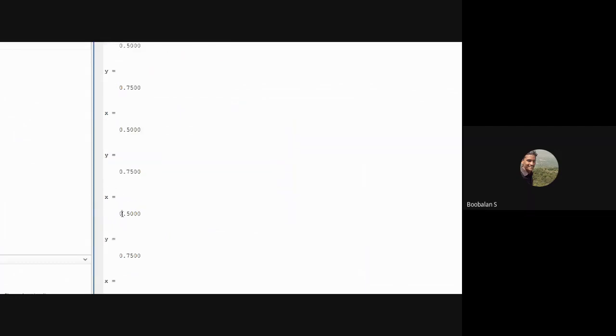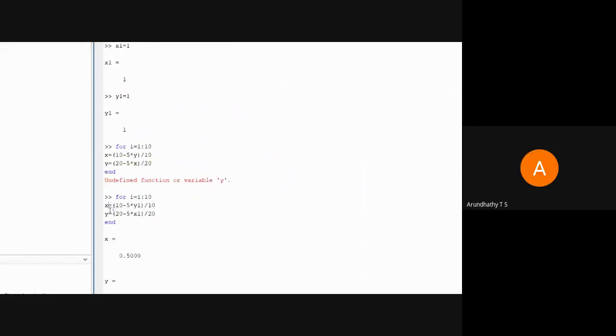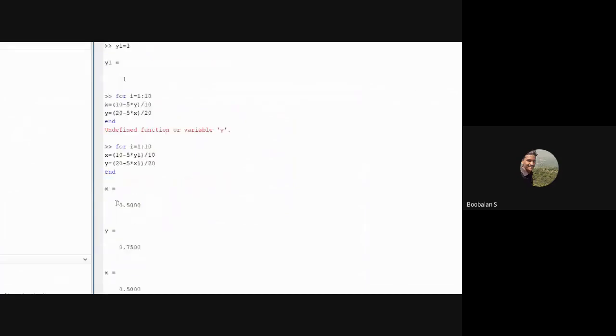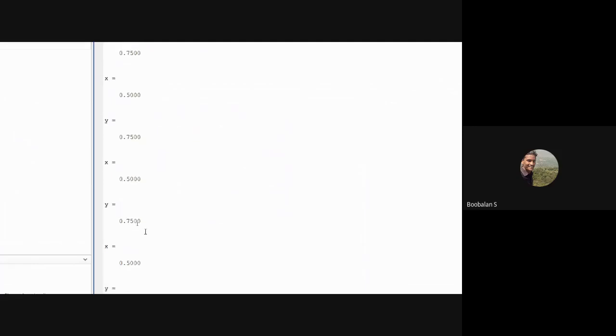See, 0.5, 0.75, 0.575. But for it to update, we need to give an iteration value, right? So x of 5 we need to give. Only then will it update. Otherwise it won't update, right? Am I correct? Yes, sir. Why is there so much of an issue with a small comment? There may be a small mistake.